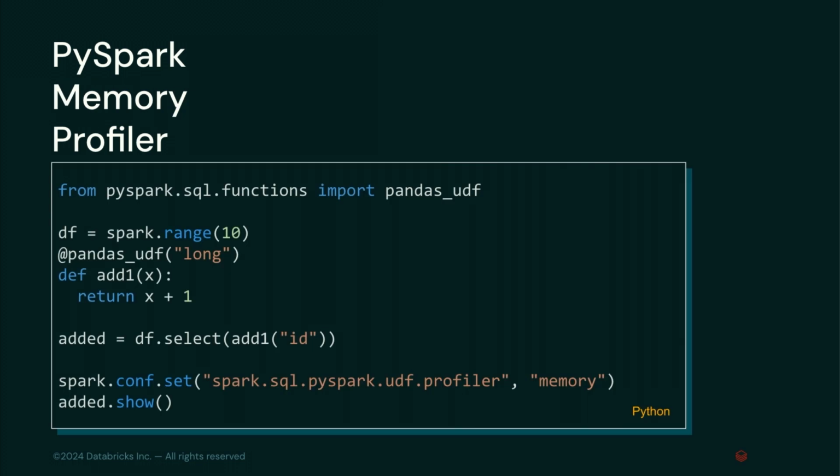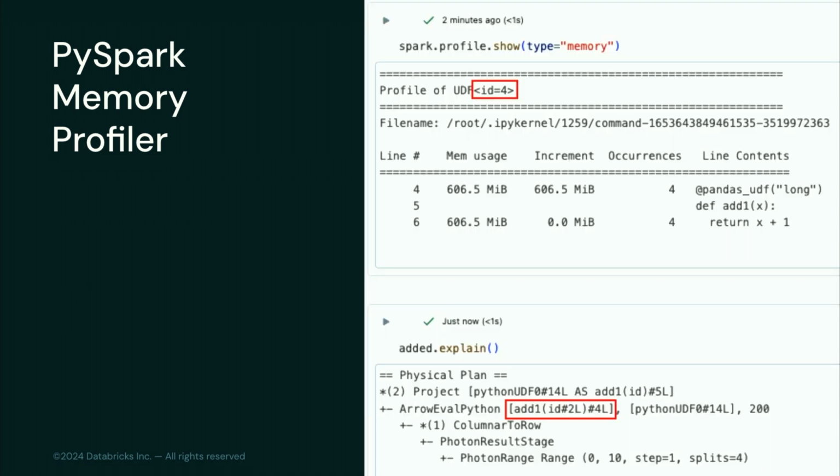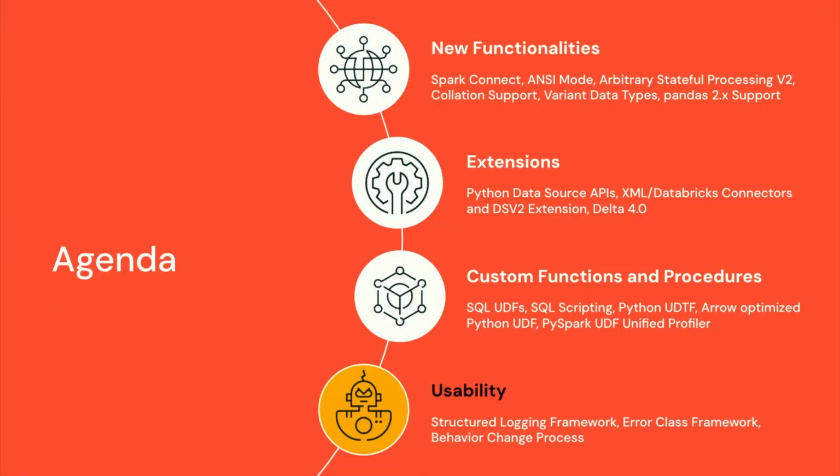And here is the same UDF, but set up for memory profiling. So we can use the memory profiler to check the memory usage by function, so that we can optimize the results. Sometimes if you hit out of memory due to your user-defined function, you can use it to identify the issues.